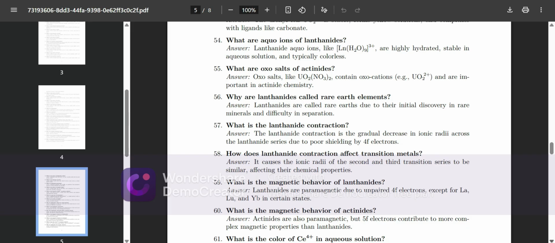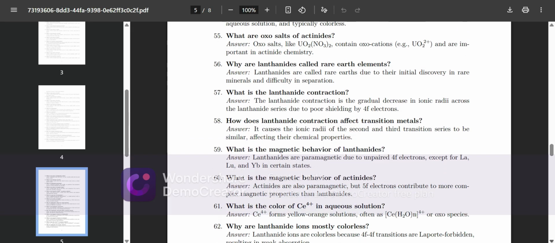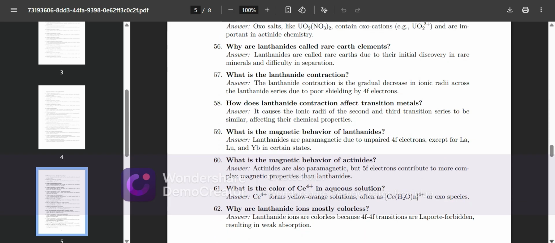What are oxo salts of actinides? Oxo salts like UO2(NO3)2 contain oxocations, for example UO2 2+, and are important in actinide chemistry. Why are lanthanides called rare earth elements? Lanthanides are called rare earths due to their initial discovery in rare minerals and difficulty in separation.